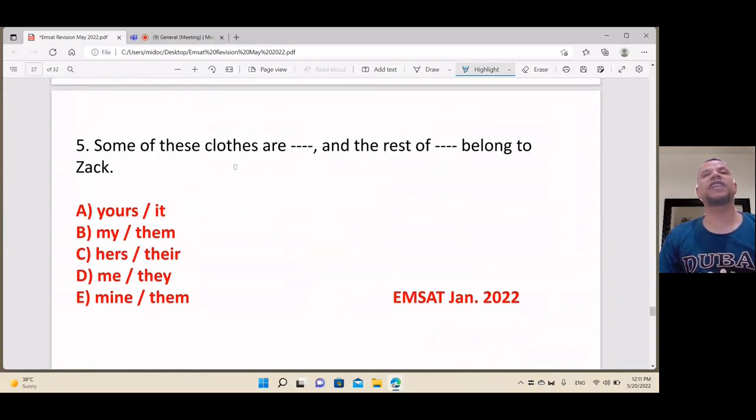Number 5, some of these cloth, plural. Some of these cloth are, and the rest of belong to Zach. Some of these cloth are mine. At the end of a sentence, I told you, are mine. And the rest of them belong to Zach. This is EmSAT Jan 2020.